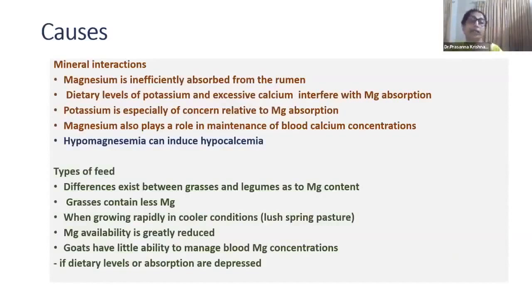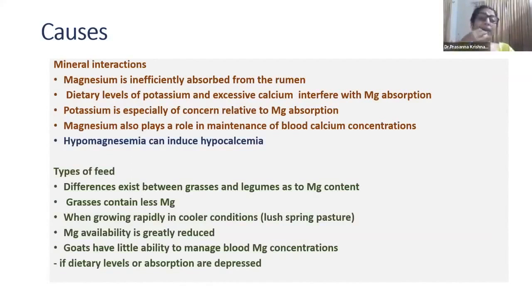So the real cause of this hypomagnesemia is the mineral interactions, that is, the feeding of the animal, when there is some mineral interaction in the feed that is given to the animal. So magnesium is inefficiently absorbed from the rumen. That is a fact. And high dietary levels of potassium and excessive calcium will interfere with magnesium absorption. And potassium is especially of concern related to magnesium absorption. Magnesium also plays a role in maintenance of blood calcium concentration. So we need to give double attention, because hypomagnesemia can induce even hypocalcemia.